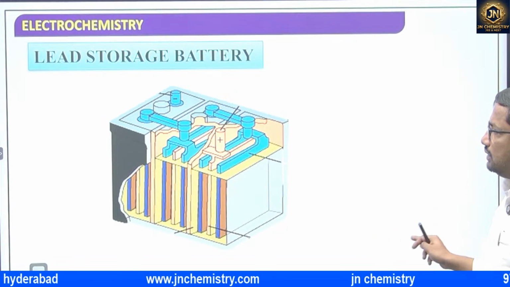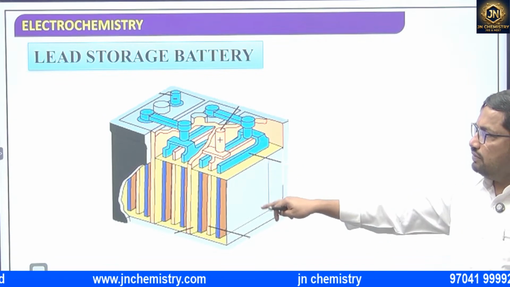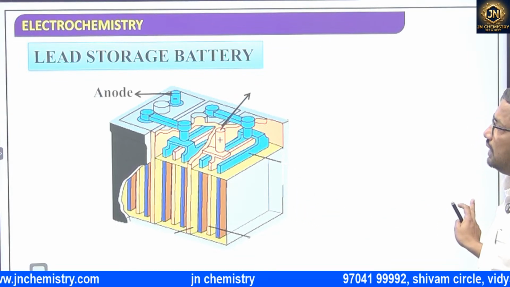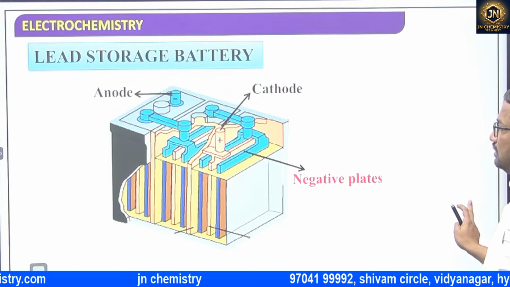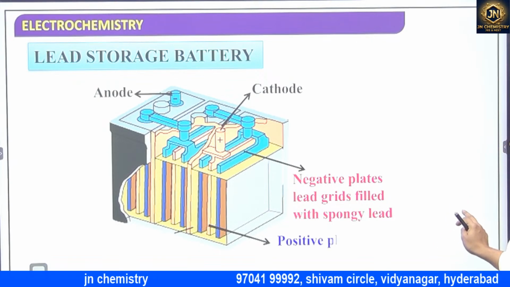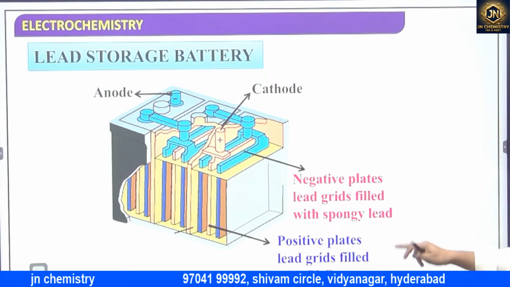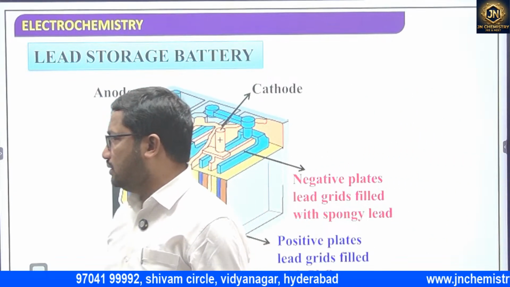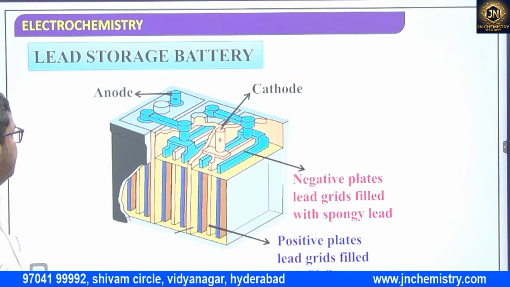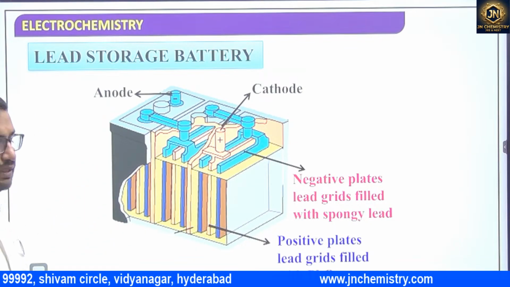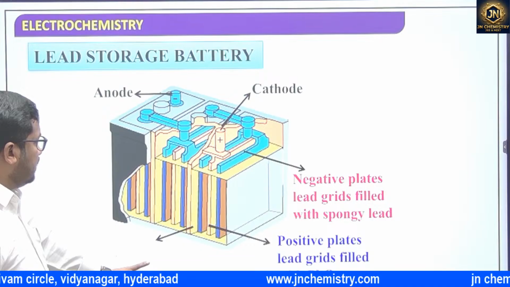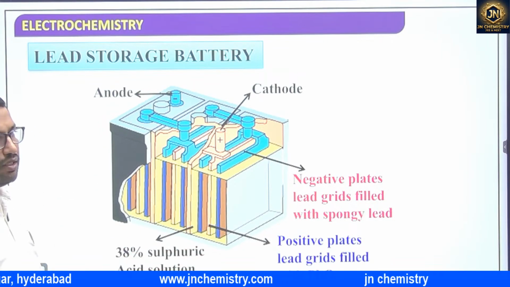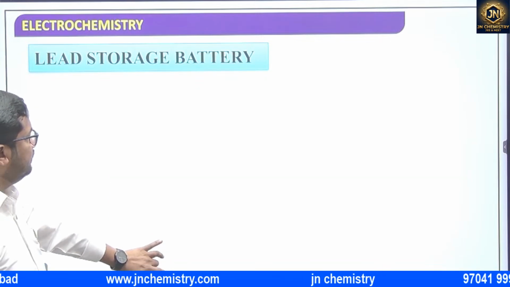Lead storage battery. Where do we see this battery? You can see it in cars. This is the anode, this is the cathode, right? Negative plates. So the structure is like this. Okay, main anode, cathode, the same reactions take place in all cases. Here we have 38% sulfuric acid, the same diagram present in the NCERT also, right? You can go through that one.